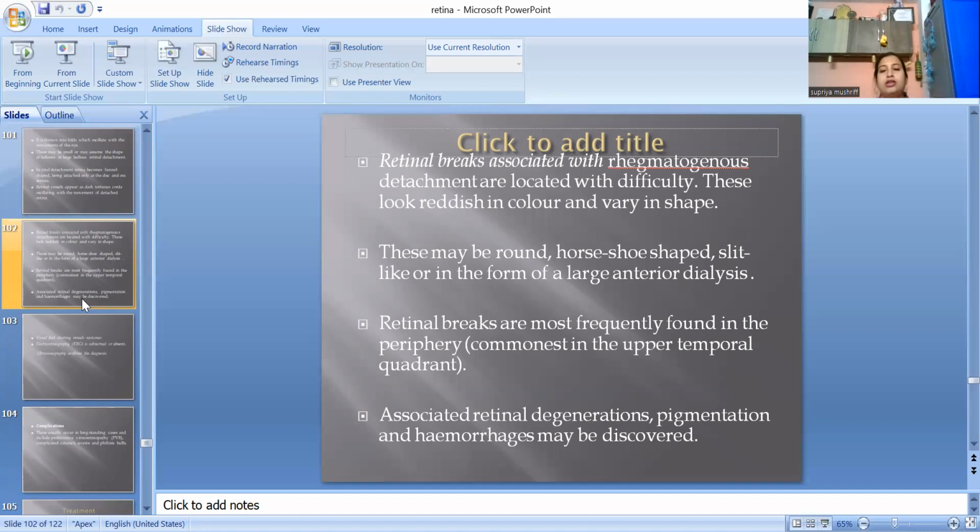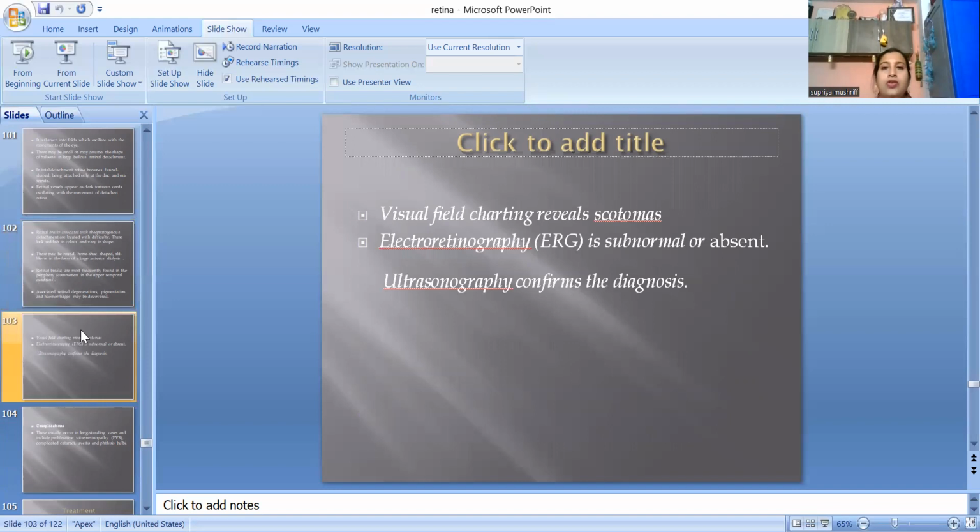Associated retinal degeneration, pigmentation, and hemorrhages may also be discovered. Visual field charting reveals scotomas, and electroretinography is subnormal or absent in RD. Ultrasonography confirms the diagnosis of RD.